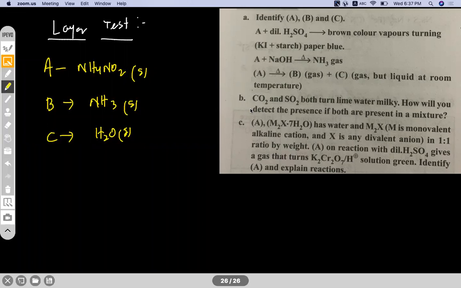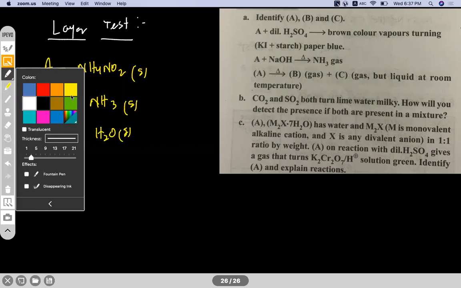H2SO4, a gas turns this solution green. Identify A and explain this. Fine, it's correct only. So we have Na2SO3. Because we know the reaction of sulfite with H2SO4 and then with K2Cr2O7, it turns the solution green. So from the last two lines, you will have the idea from this reaction that the anion is the sulfite ion, SO3 2-.